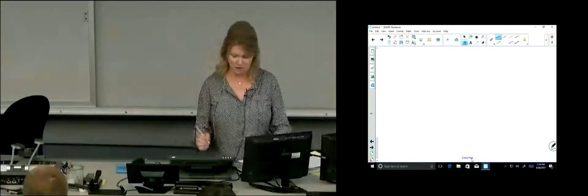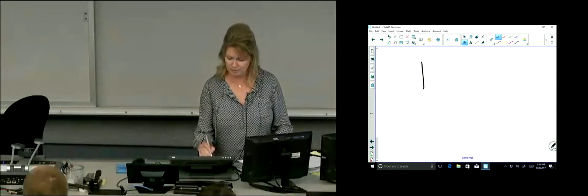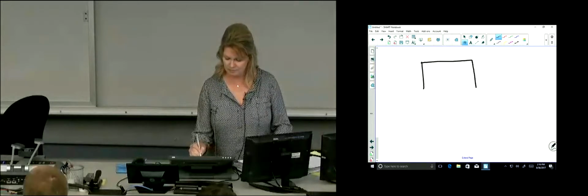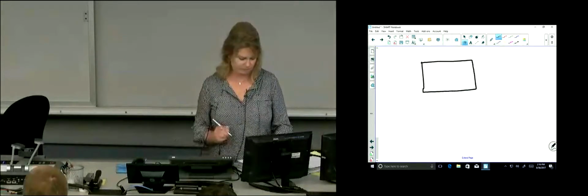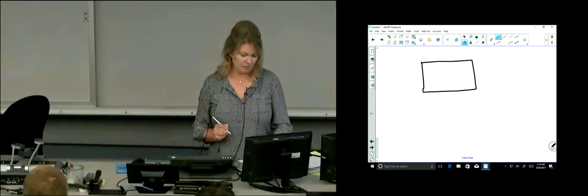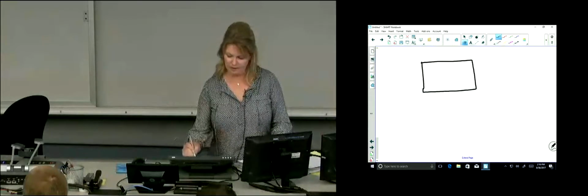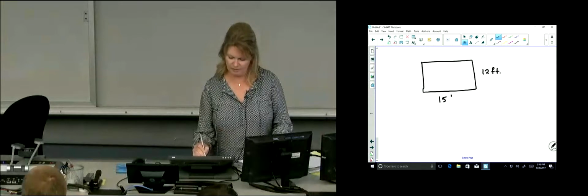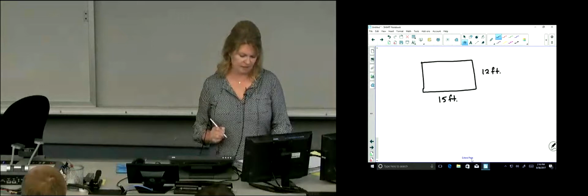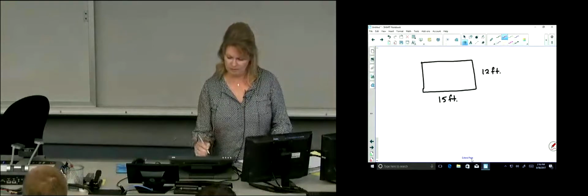All right, so we're going to draw our rectangle of a room. And the room is 12 feet wide by 15 feet long. He's going to put a rug inside.